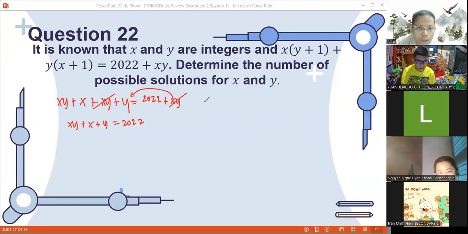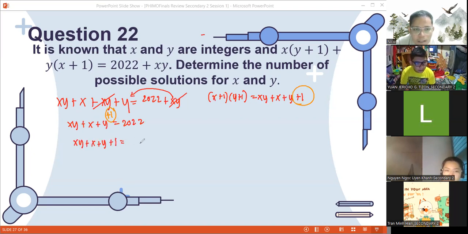So what do you remember in this form? It is x plus 1, y plus 1. This one is xy plus x plus y plus 1, but we don't have plus 1 here. Since we don't have that, let's add 1 here. So xy plus x plus y plus 1 is equal to 2022 plus 1 also. If you put plus 1 on the left, you put plus 1 also on the right. So this one is now x plus 1, y plus 1 is equal to 2023.